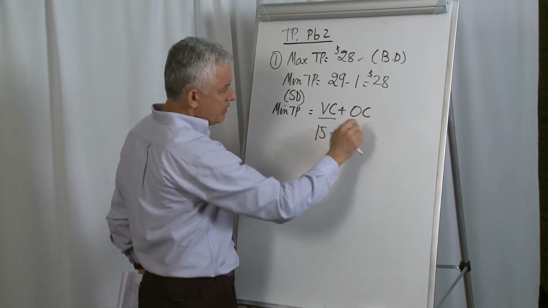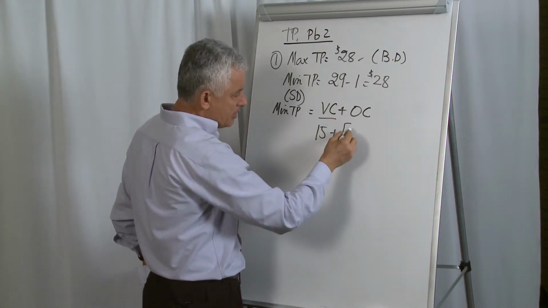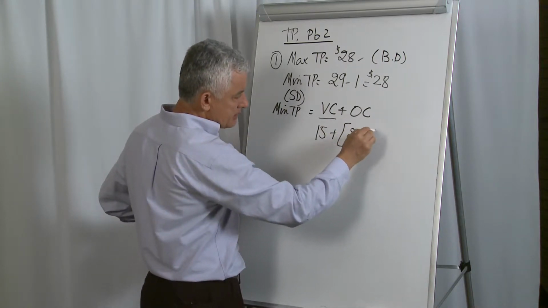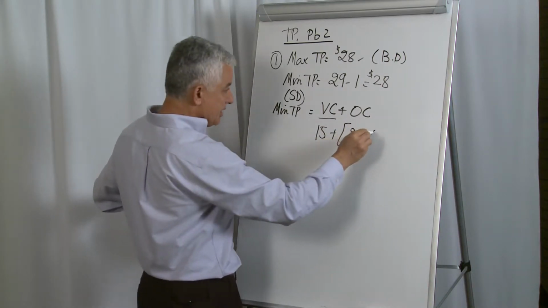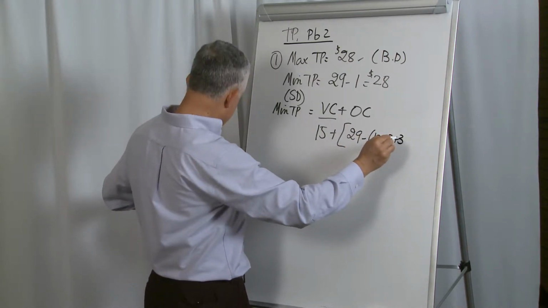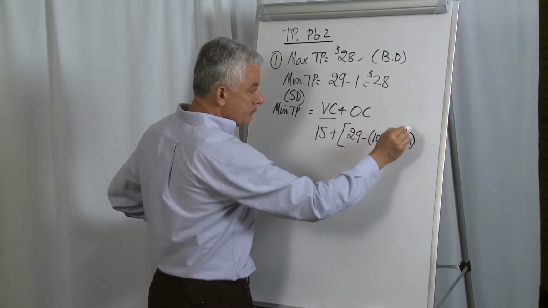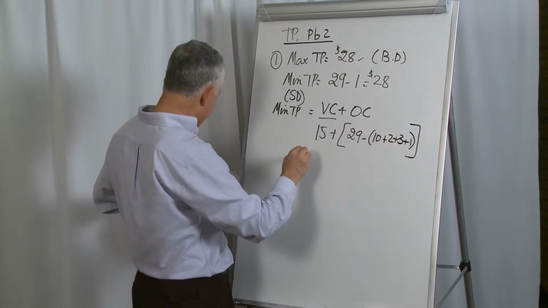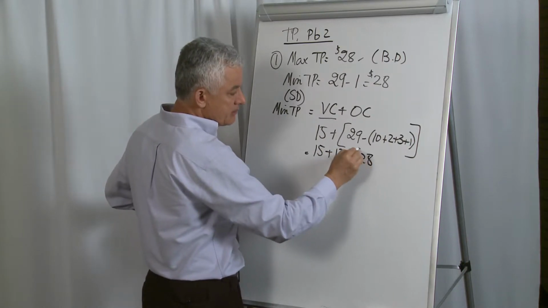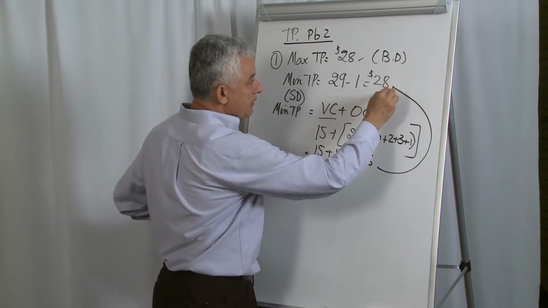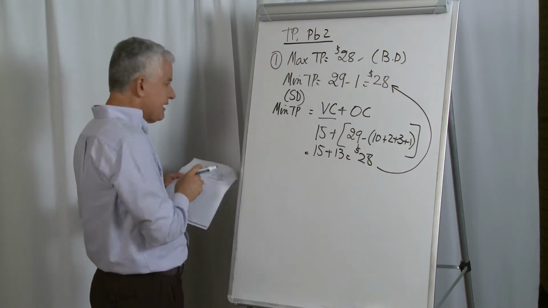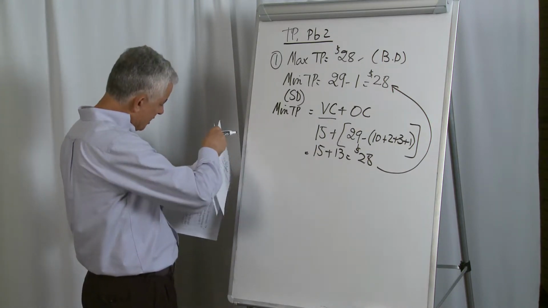That's the contribution margin foregone, which is what? The selling price is 29, minus the variable cost, which is 10 plus 2 plus 3 plus 1. That gives you 15 plus 13, which is $28. That's what we say here. That takes care of question 1. Let's move to question 2.